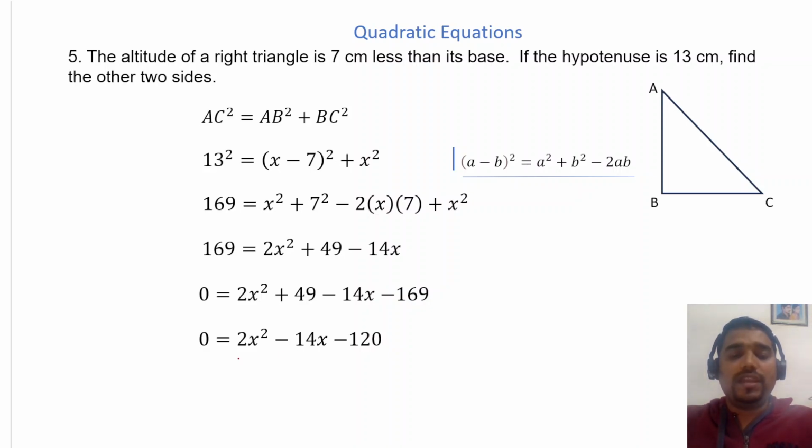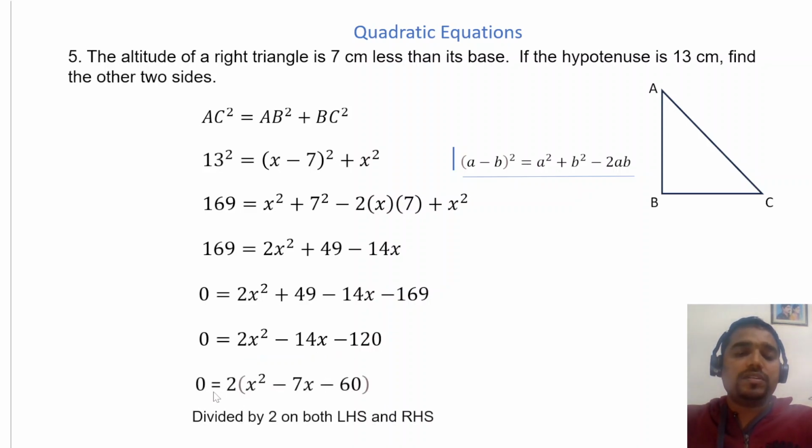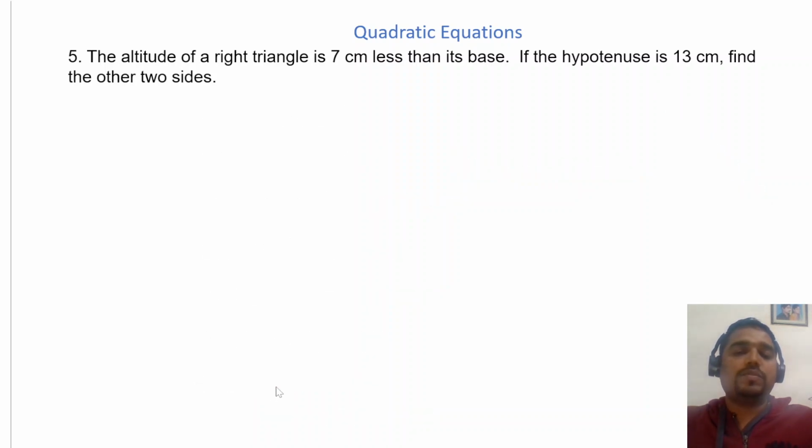Now all the terms are even in nature: 2x square, 14x and also 120. Let us take 2 common. So 0 is equal to 2 times (x square minus 7x minus 60). Now divide both LHS as well as RHS by 2. So 0 by 2 is 0, and on the other side the 2 and 2 get cancelled. Therefore, we can write this equation after simplification by writing the terms of RHS towards LHS and LHS towards RHS. So 0 is what we get on the RHS, and the terms of LHS would be x square minus 7x minus 60.